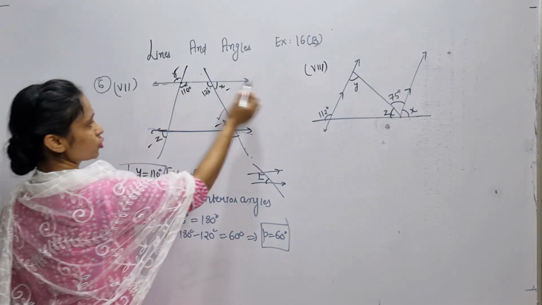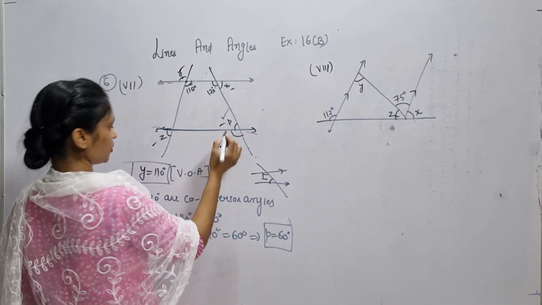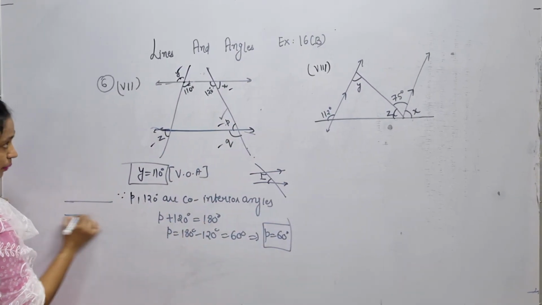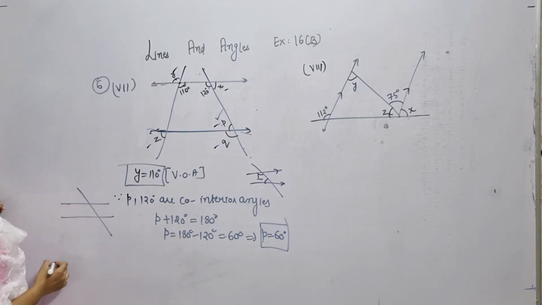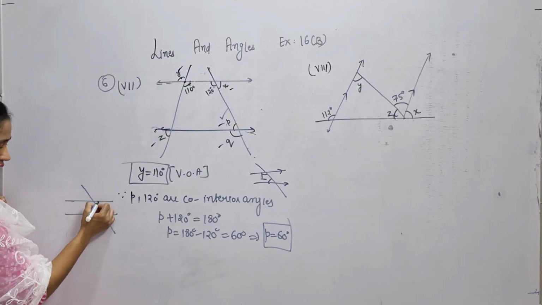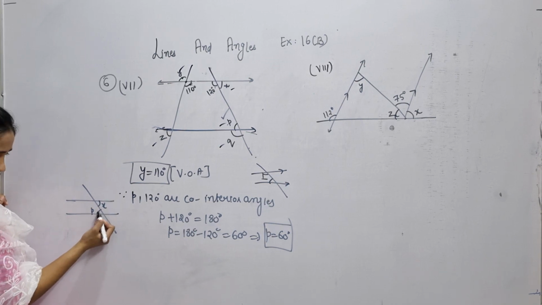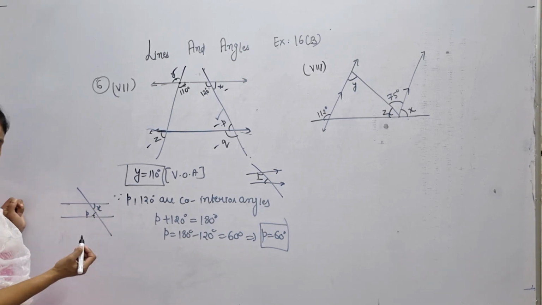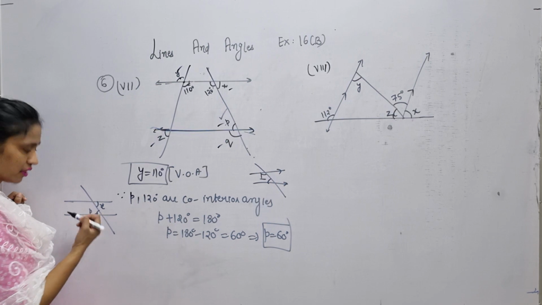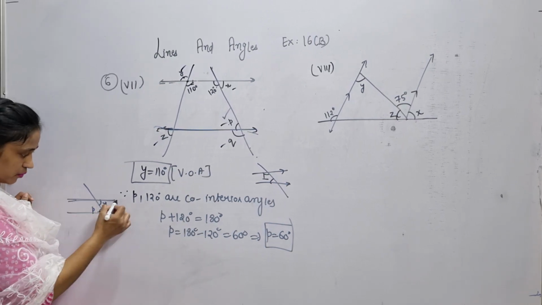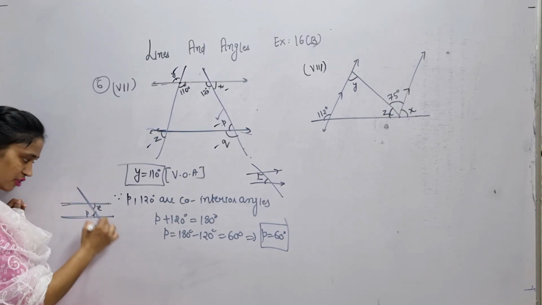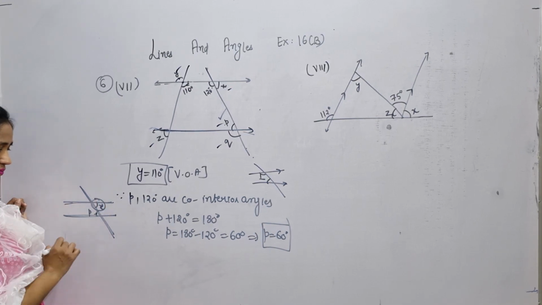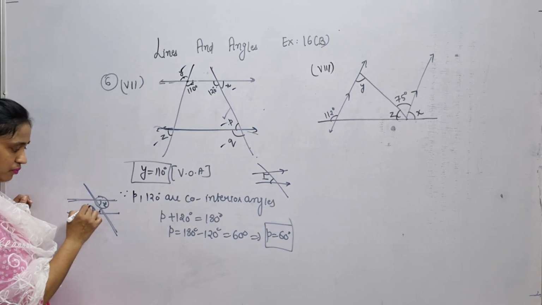So these are two parallel lines. Again see, these are two parallel lines. This is a transversal line. Here is P, here is X. What would be the relationship between these two angles? Which type of these two angles are? These two lines are the parallel. This is a transversal line. This is X, this is P.